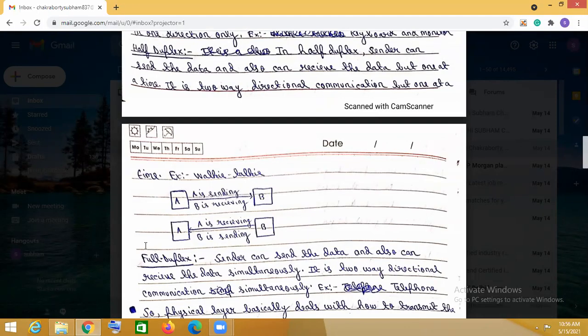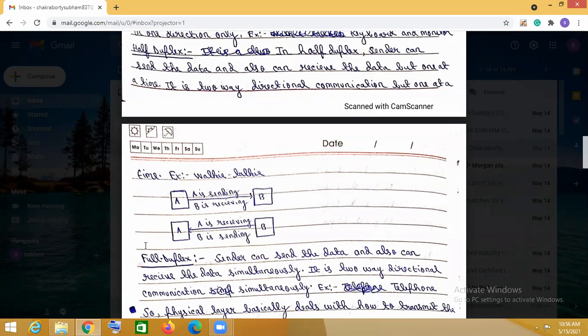And what is full duplex? The sender can send data and also receive the data simultaneously. In full duplex, both can send the data simultaneously. So it is also a two-way directional communication, simultaneously. Example, the telephone communication, where you can both talk simultaneously. So for full duplex, the example is the telephone connection.